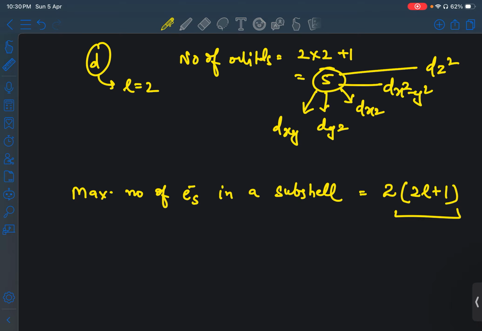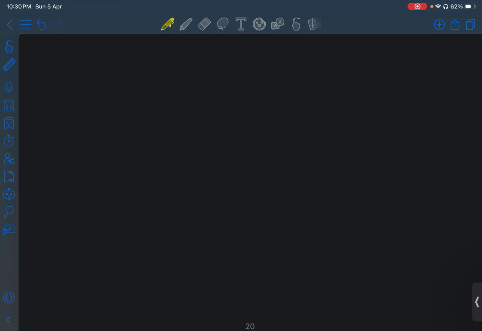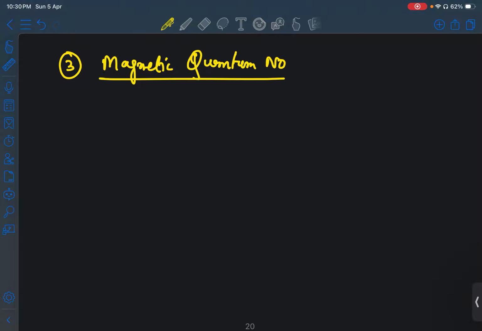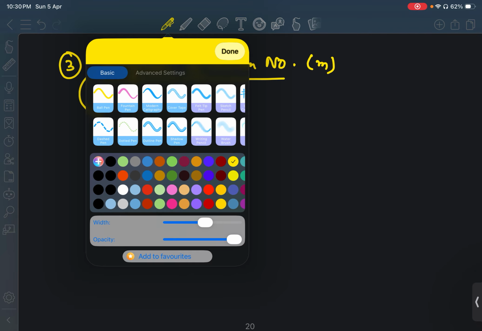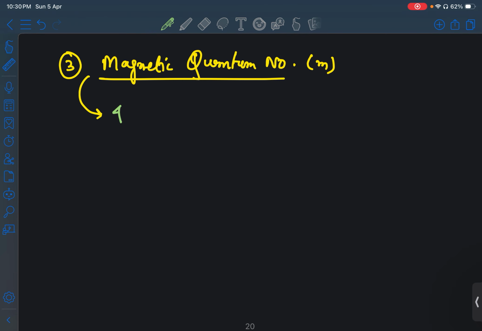Okay. Now moving forward to the third quantum number, which is called the magnetic quantum number. It is denoted by the symbol small m. So what is the significance of m, the magnetic quantum number? It determines the orientation of an orbital.